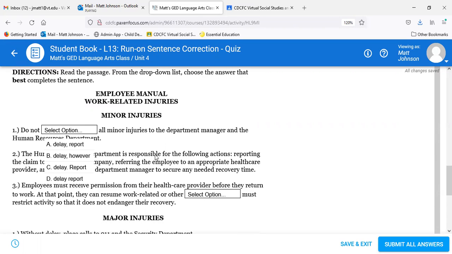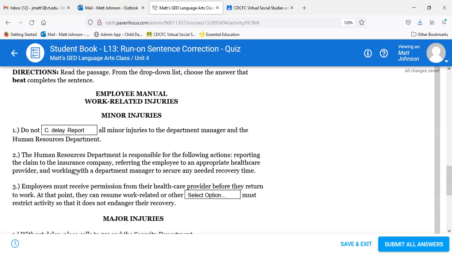Yes, it is. We're going to make 2 sentences here. And I also mentioned when you want to emphasize a point, use shorter sentences. Here's a good example of that. So do not delay. Simple, especially when it's an imperative, when you're telling somebody to do something, short sentences work really well. Do not delay, period. Report all minor injuries to the department manager and the human resources department.